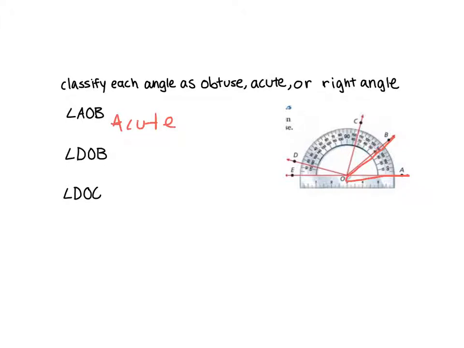What about DOB? Obtuse. Why is it obtuse? Because it's greater than 90 and less than 180. And what about DOC? It's 90, so what is it? A right angle.